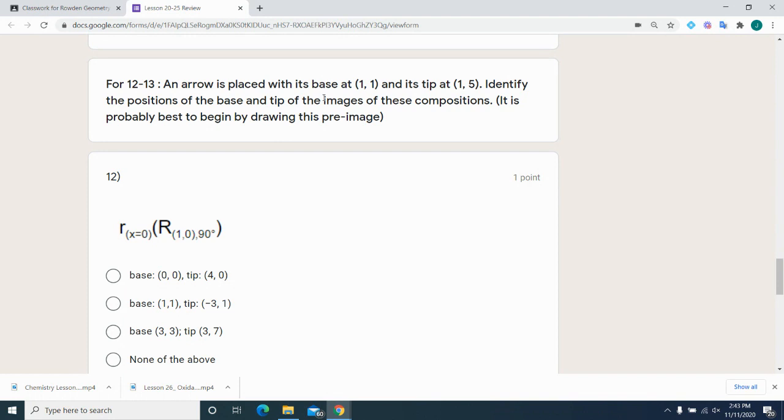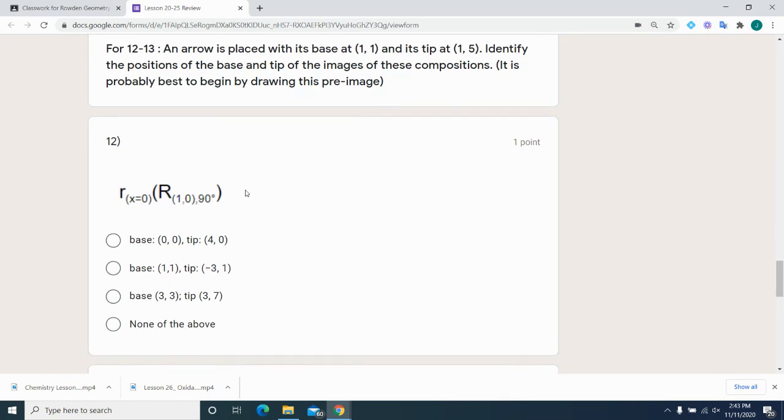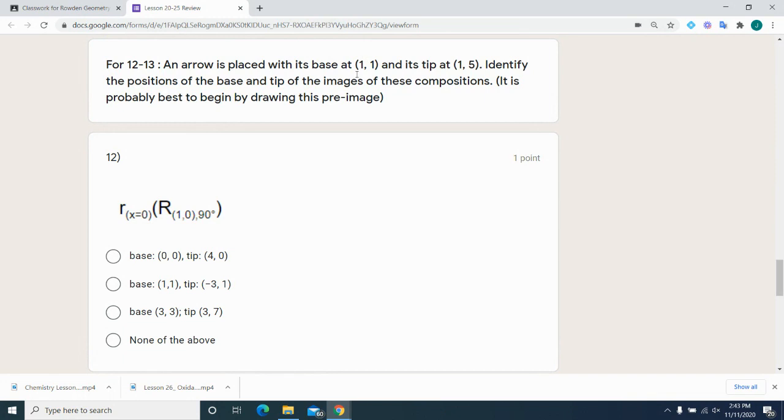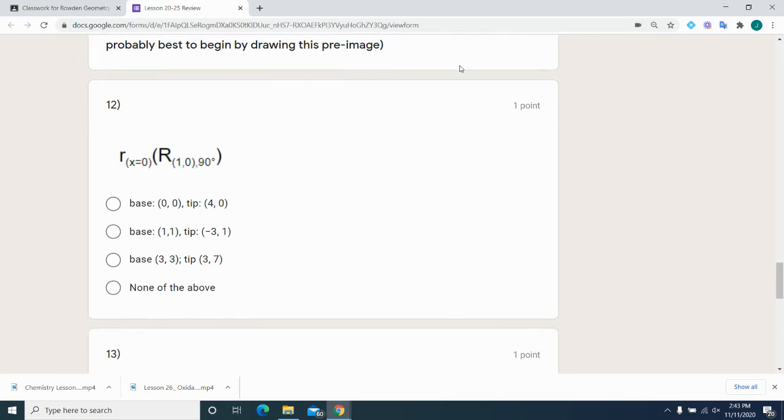So let me double check this. We're at 1, 1, and the tip is at 1, 5. You rotate 90 degrees. Oh, okay. I was messing up. Here's what should happen. It starts at 1, 1. 90 degrees is counterclockwise. Positive is counterclockwise. So here's what's going to happen when you do this.